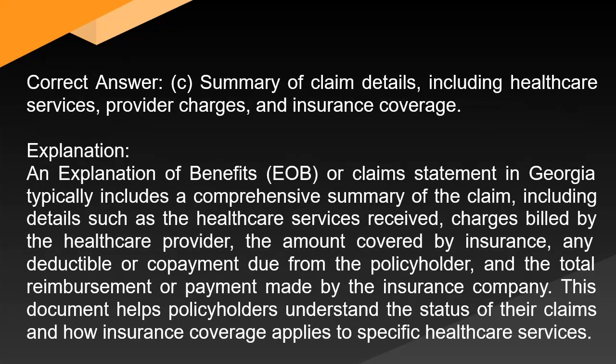Correct answer. C. Summary of claim details, including healthcare services, provider charges, and insurance coverage. Explanation. An explanation of benefits, EOB, or claim statement in Georgia typically includes a comprehensive summary of the claim, including details such as the healthcare services received, charges billed by the healthcare provider, the amount covered by insurance, any deductible or copayment due from the policyholder, and the total reimbursement or payment made by the insurance company. This document helps policyholders understand the status of their claims and how insurance coverage applies to specific healthcare services.